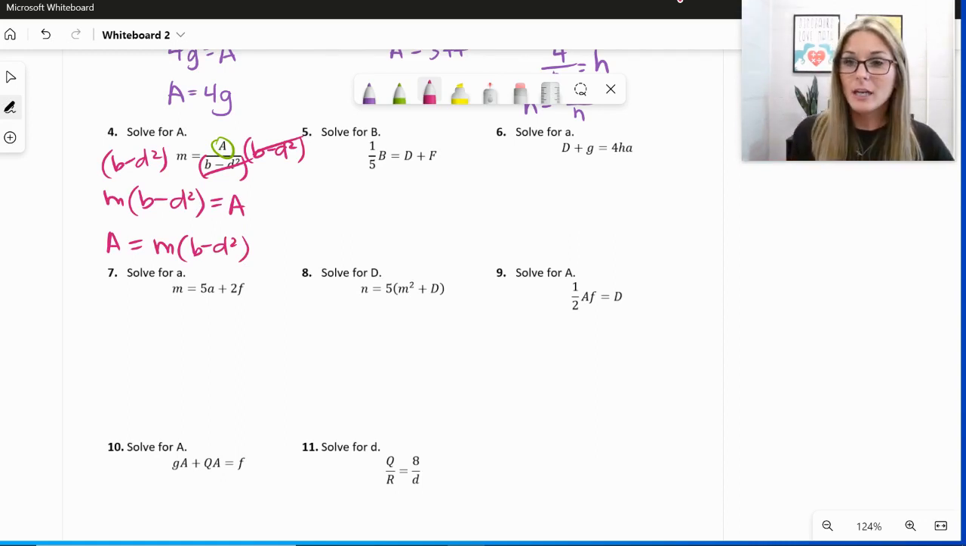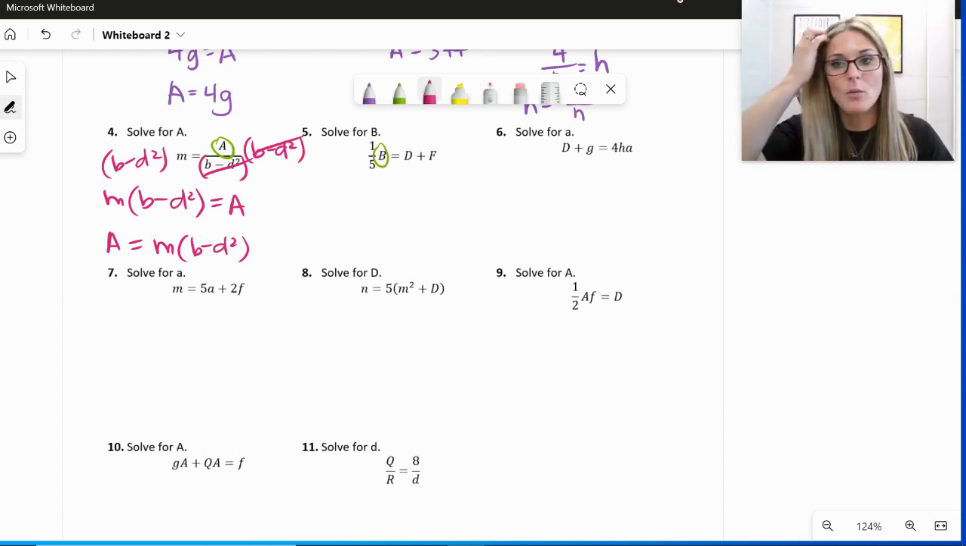Just make sure you're inputting it correctly in Delta Math so it knows that you're showing multiplication of the parentheses and then the M. But that's still correct too. Multiplication is also commutative. Number 5, solve for capital letter B. He's hiding right there. So in our equation, we got 1/5 of B equals D plus F.